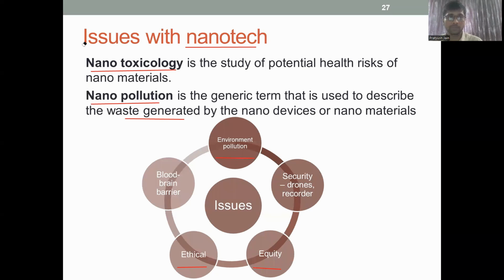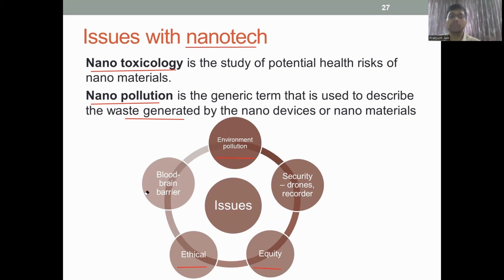Another issue is with the blood brain barrier. This barrier is a network of blood vessels and tissues which acts as a barrier to our brain. It helps keep harmful substances from reaching our brain. Now, what happens is nanomaterials, or materials of nano size, can surpass this barrier. So nanomaterials can reach our brain and affect our brain in a negative manner.